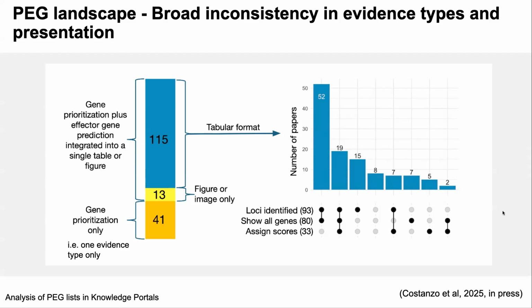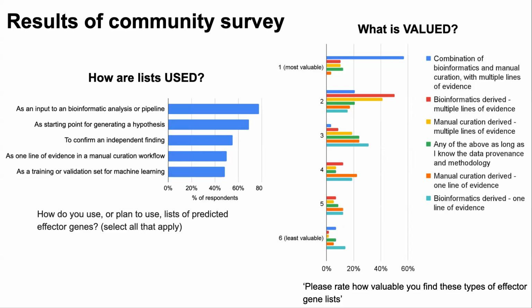And again, you see this dramatic inconsistency. So if you think about very useful features of a PEG list, only a small minority of papers actually identify the locus, show all the genes that they considered at that locus, and assign some kind of score. Broadly, it's kind of a mess, again, the Wild West. So this came out of multiple different speakers at the workshop.